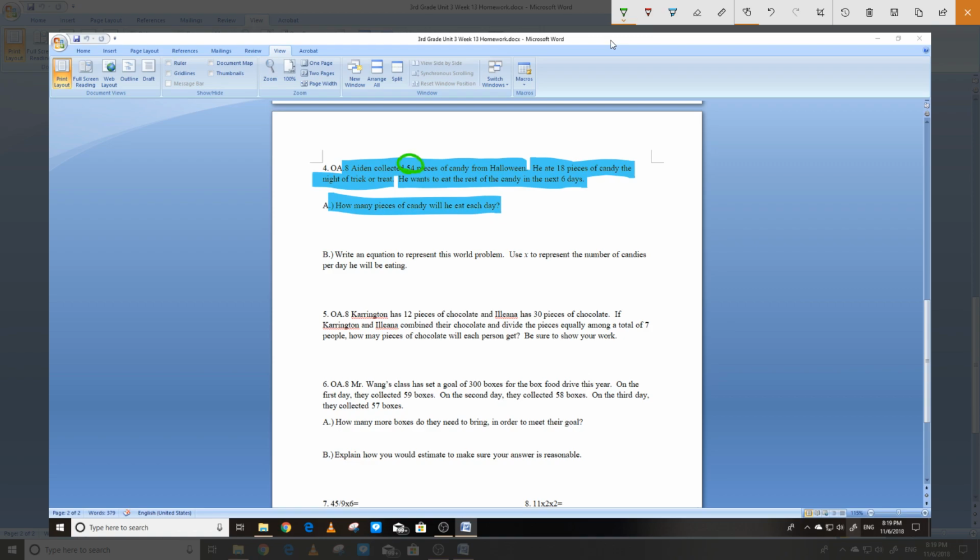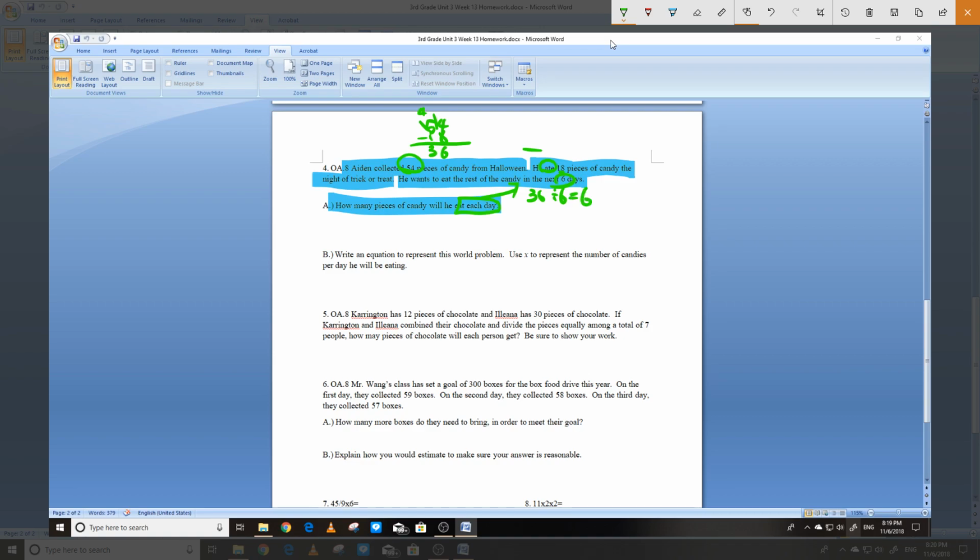The key here is 54, 18, and 6. We know he ate. That means subtract, right? He ate 18 the first day. So we're doing 54, take away 18. 4 minus 8, can't do it. Borrow from 5. 14 minus 8, 6. 4 minus 1, 3. 36, divide 6, because we want to know how many he will have to eat each day.